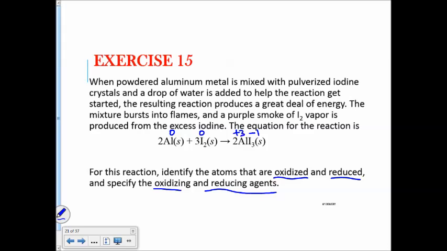Once you assign the charges, you can see the direction. The aluminum goes from 0 to +3. Is that being oxidized or being reduced? Okay, so this one, aluminum, is being oxidized. That also tells me that aluminum is causing the reduction on the iodine. So it is also the reducing agent. See how that works?